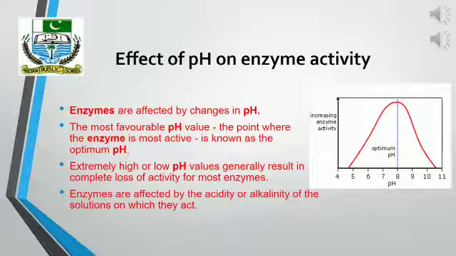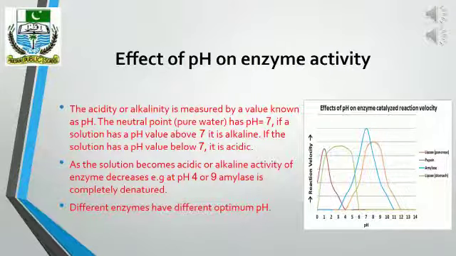You can see in the graph also that when the activity of an enzyme reaches its optimum pH, after that the activity of this enzyme starts decreasing, and after a certain time, at a point, the activity of this enzyme stops. Discussing the effect of pH on the activity of an enzyme.